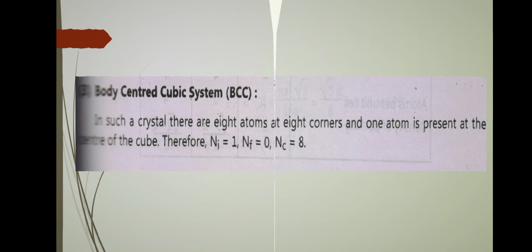Therefore, for the number of atoms per unit cell, Ni is equal to 1, Nf is equal to 0, and Nc is equal to 8. Therefore, N is equal to 1 plus 0 plus 8 by 8, equal to 1 plus 1, that is equal to 2. Hence, in the BCC structure, each cell has 2 atoms.